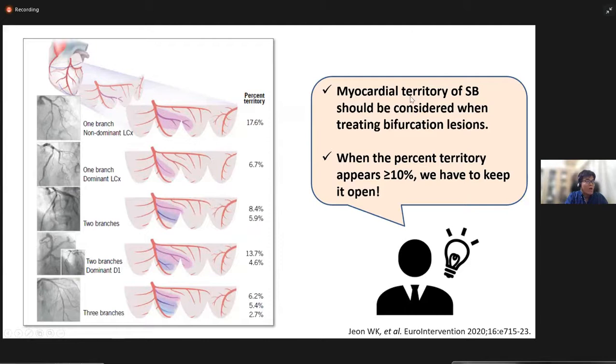The myocardial territory of the side branch should be considered when treating bifurcation lesion. Especially when the percent territory appears over 10%, we have to keep it open. Recently, a Korean group proposed novel criteria to assess the myocardial territory of the diagonal branch, according to the anatomical information of circumflex dominance and diagonal branch dominance and the number of branches.